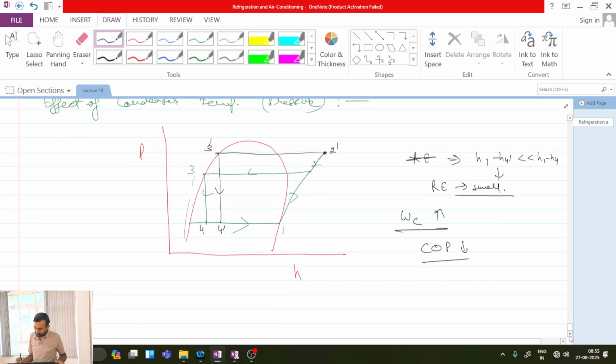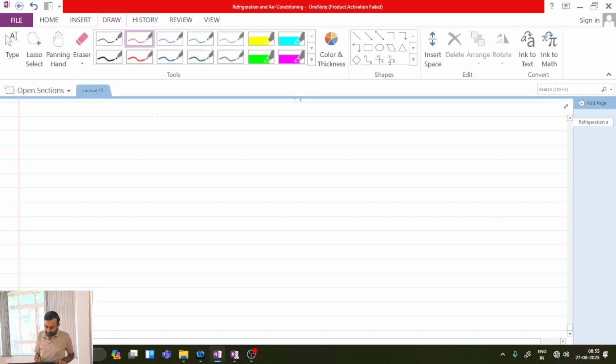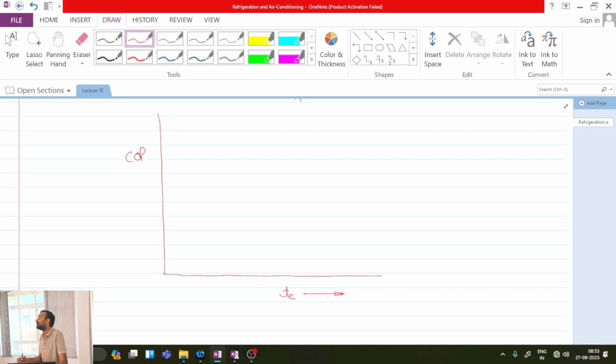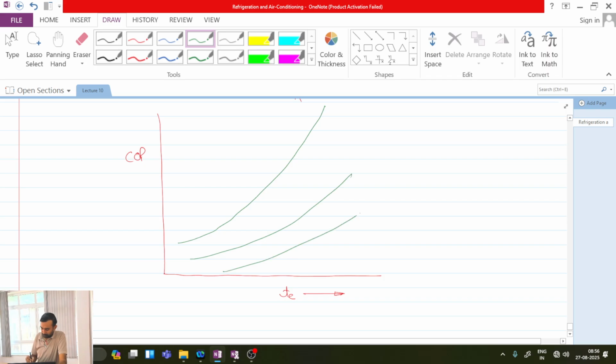If I try to plot the combined effect of temperature and pressure on COP, you will find that with an increase in evaporator temperature, what happens? Does COP increase or decrease? If you increase it, COP will increase. Correct. So you will get an effect something like this.